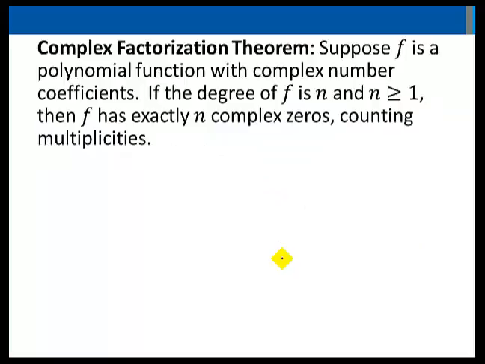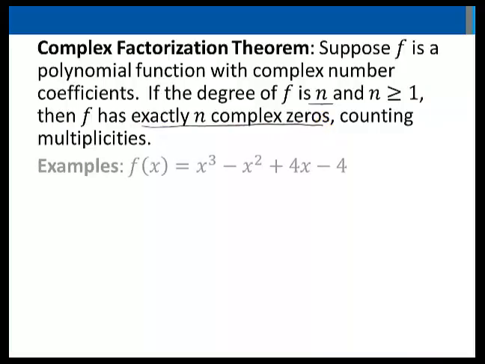The complex factorization theorem tells us that suppose f is a polynomial function with complex number coefficients. If the degree of f is n and n is greater than or equal to 1, then f has exactly n complex zeros, counting multiplicities. Let's look at the same examples. Here, f of x equals x cubed minus x squared plus 4x minus 4. This has degree 3. So we should, according to this theorem, have 3 complex zeros, and we do: 1, negative 2i, and 2i.